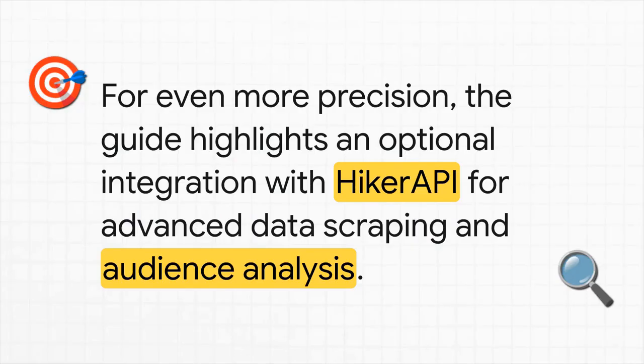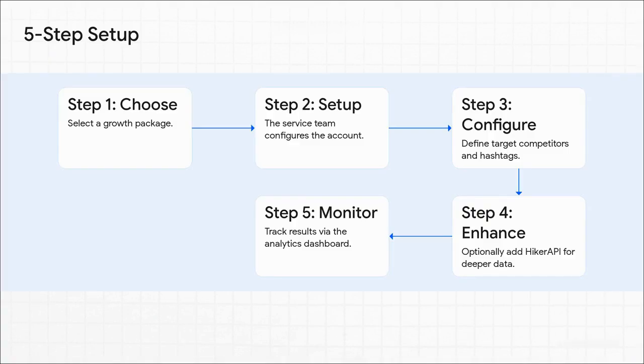And for those who want to get even more precise, the guide brings up an optional add-on, a tool called Hiker API. This is pitched as sort of the enterprise level upgrade. It's for scraping public data to build these super specific audiences based on things like who's most engaged or who has high quality followers.